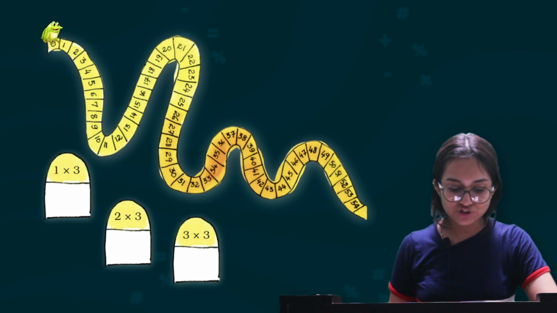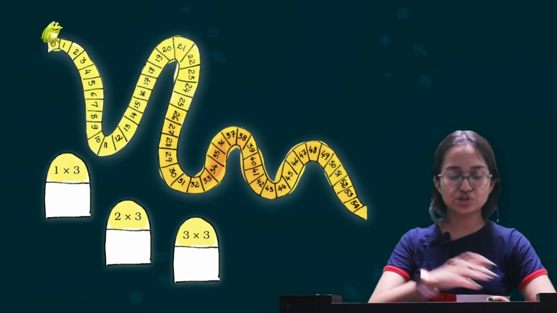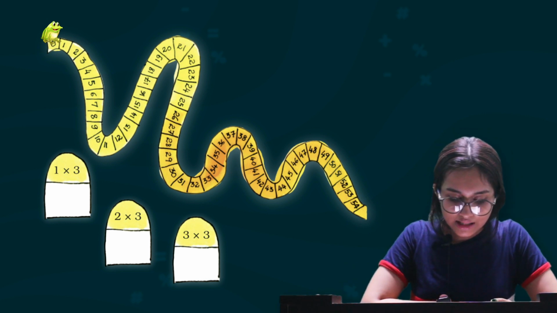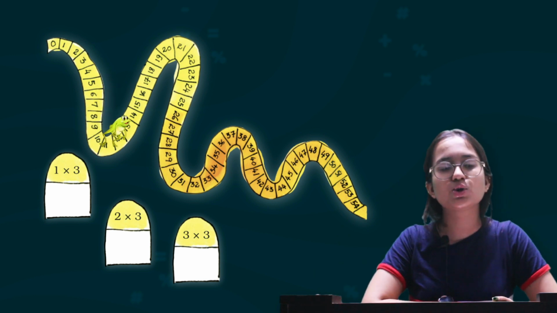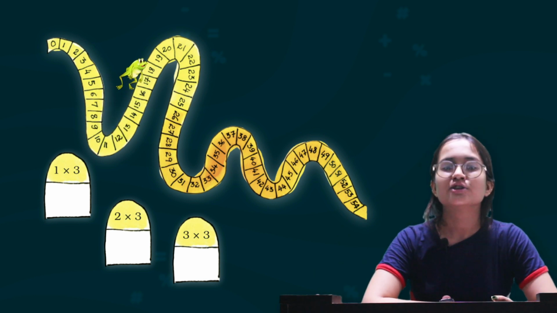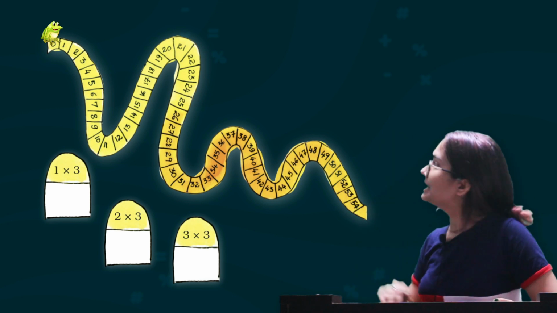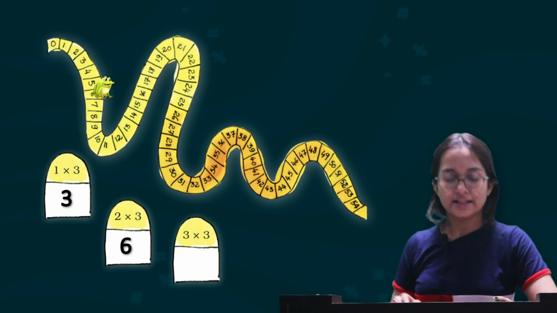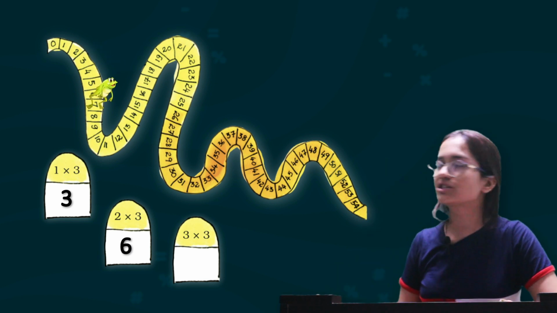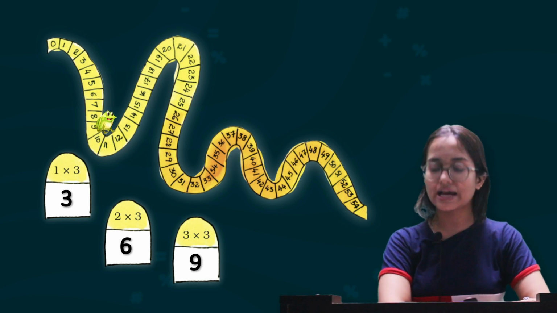The next we have is jump with me. There's a snake over here and we need to jump the numbers. Taru the frog jumps 3 steps each time. So when we have 1 into 3, 2 into 3, you need to solve the questions and then jump. Suppose it's 1 into 3, he'll jump to 3. Then it has 2 into 3, he'll jump to 6. Then it has 3 into 3, it's on 9. So you're following the table of 3 and jumping.